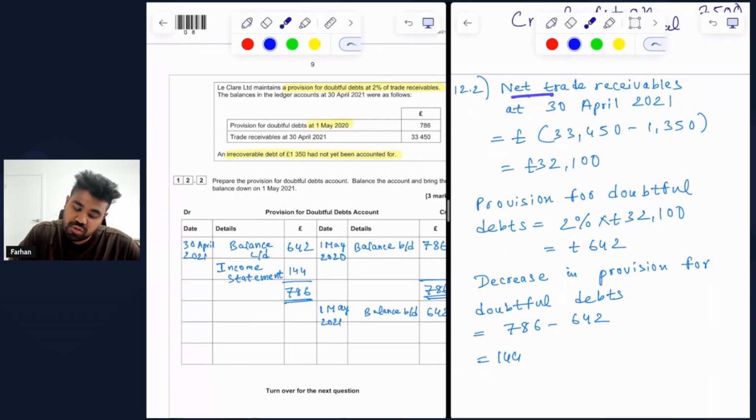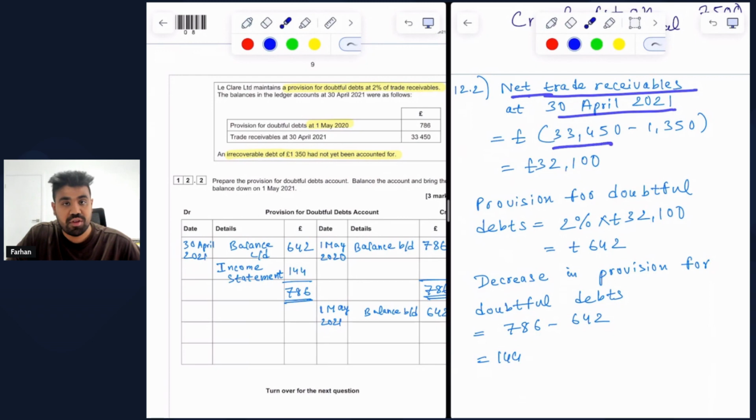So we found the net trade receivables at 30 April 2021 by starting with the gross amount that's given in the table, which is 33,451. And from there, we are subtracting the amount that we have confirmed is going to be irrecoverable or a bad debt, which is £1,350. And the net trade receivables you end up with is £32,100.